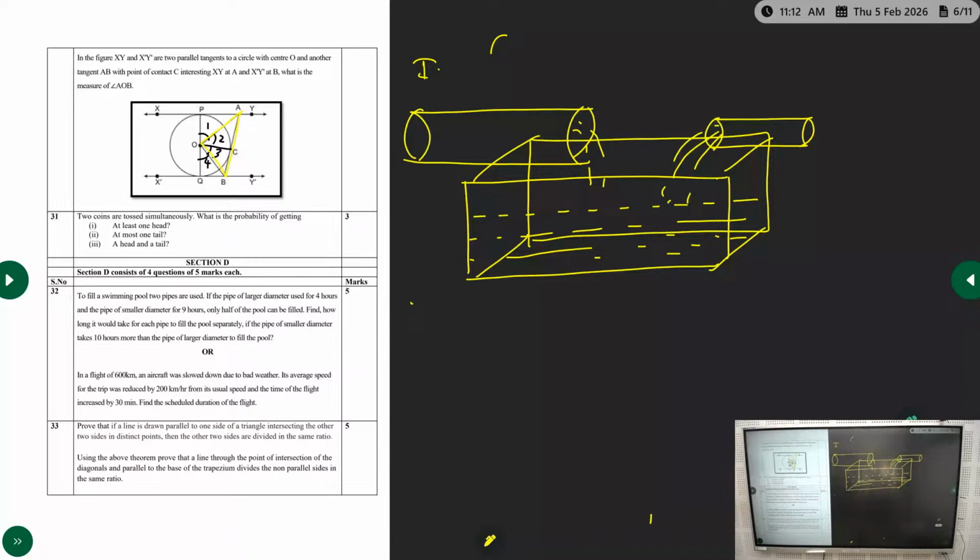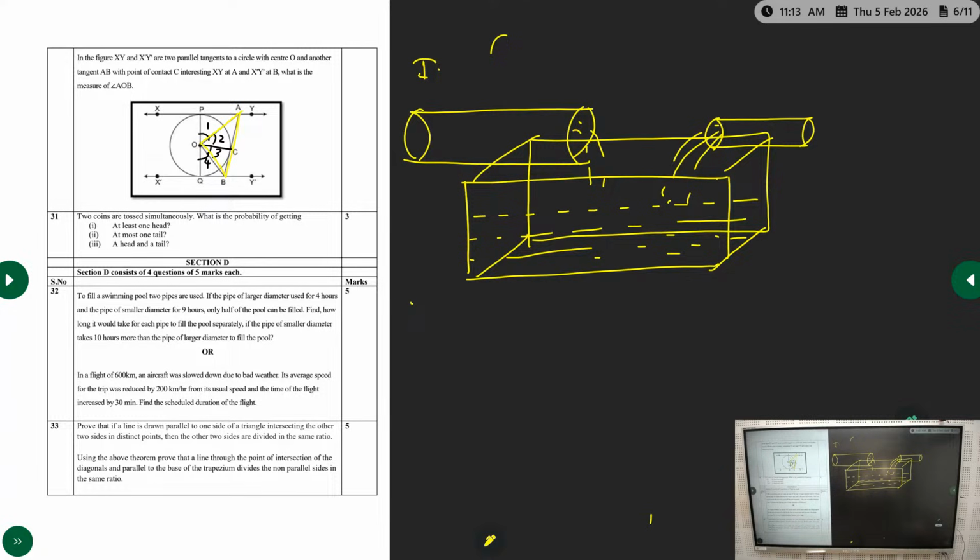Next, find how long it would take for each pipe to fill the pool separately. Now together they are filling individually. I want to fill the complete swimming pool. So the question here is, find how long it would take for each pipe to fill the pool separately if the pipe of smaller diameter takes 10 hours more than the larger pipe. Quadratic? Okay, let us see.